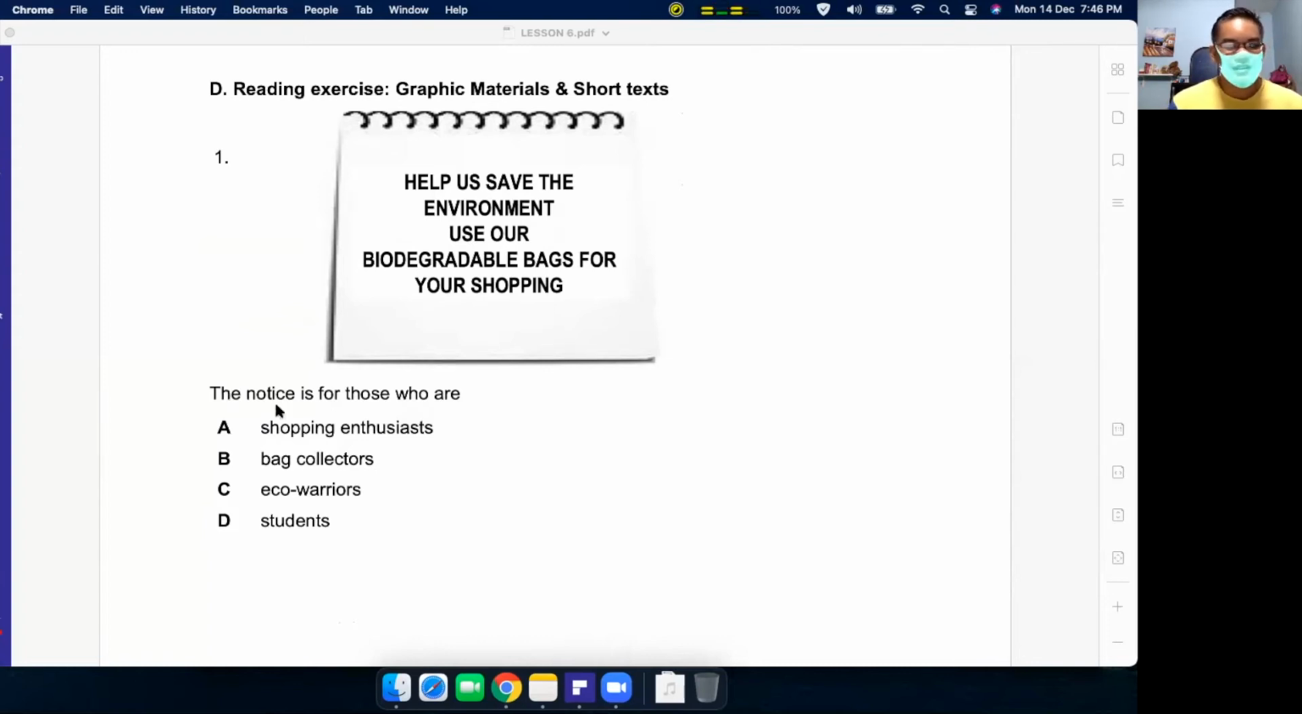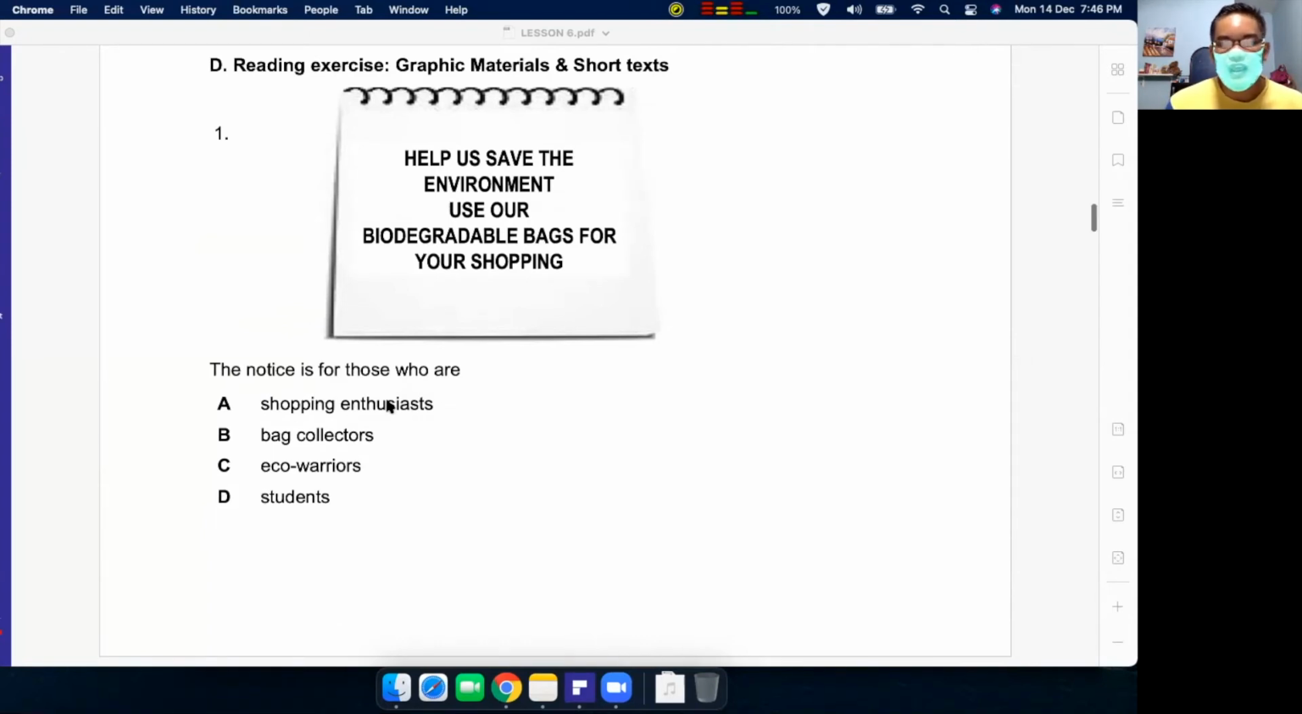Read the question, please. The notice is for those who are shopping enthusiasts, which means that this notice is for a person who loves shopping. I love shopping very much too. Bag collectors. So, is this one meant for the bag collectors? Eco warriors. Oh, eco warriors. People who fight for the environment. Seems like it. And also students. So, what is the best answer? Question number 1. Have you got it? We can discuss this later, okay?